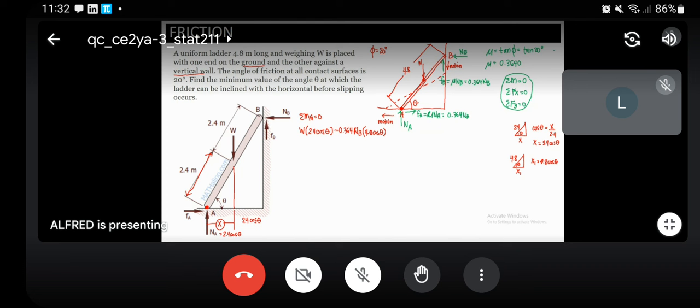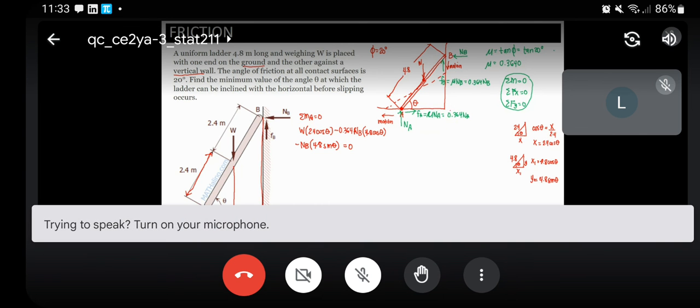Sabihin nyo lang pag may question kayo, no? Para magbalikan natin. Sunod natin si NB. Ano naman distance ni NB? So kung y yung hinahanap natin, which is this y, yung length na to. So that's y is equal to 4.8 sine of theta. Okay? Is equal to 0. So ilan unknown? Tatlo. Nawawala si theta, nawawala si NB, nawawala si W.